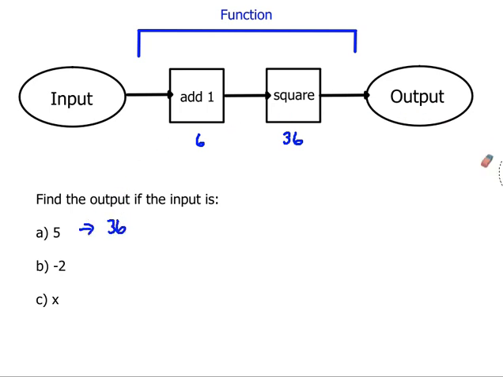Again, if I use -2 as the input, -2 goes in, add 1 is -1, square that is 1, and therefore that must be the output. I could also do the same thing with x. So if x goes in and I add 1, I get x add 1. And if I square it, I've got x plus 1 all squared. And that is the output.